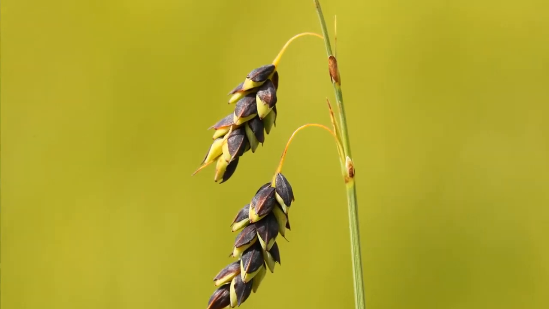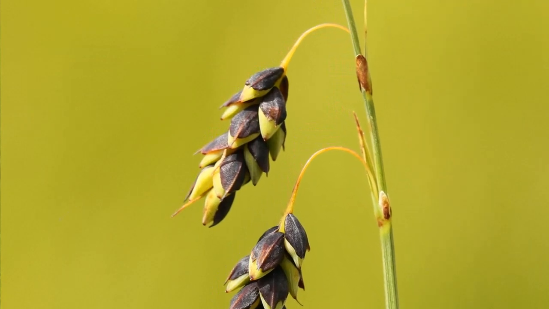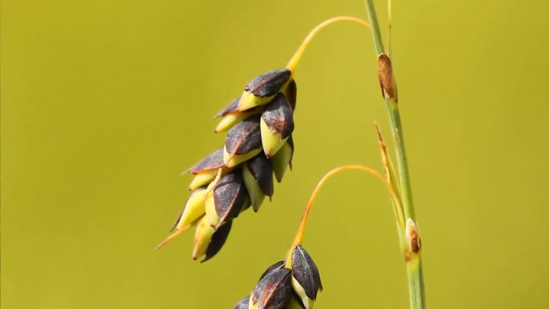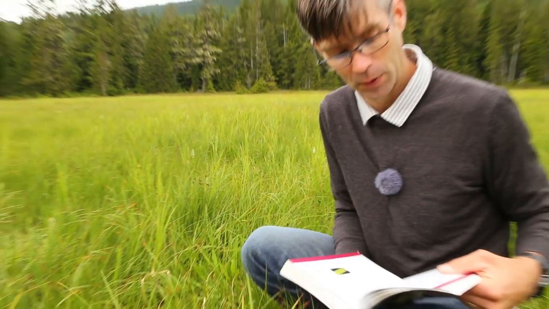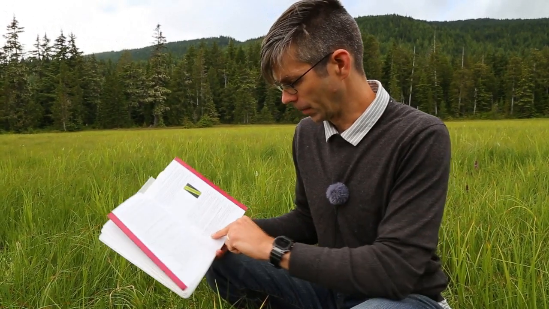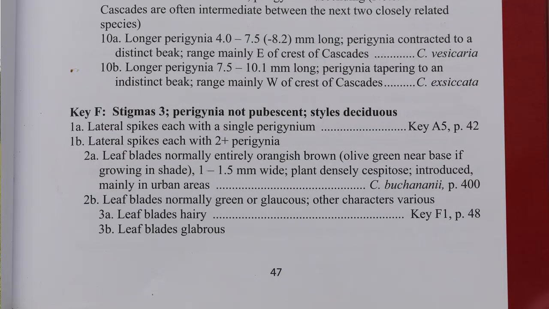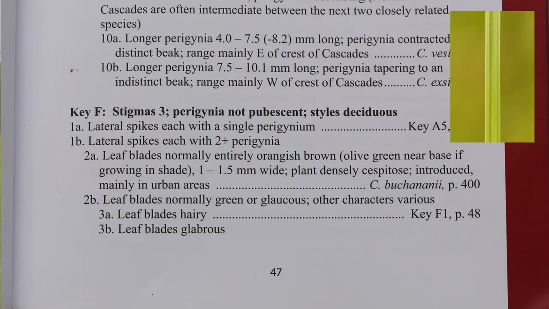And this one has 2, 4, 6, 8, 10, at least 15 or so perigenia. This one maybe only has 10, so definitely more than 2. So that takes us down to 2A or 2B. 2A says leaf blades normally entirely orangish brown, or 2B leaf blades normally green or glaucous. And the leaf blades are green.